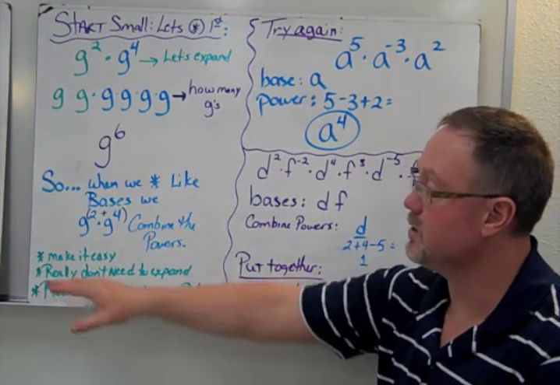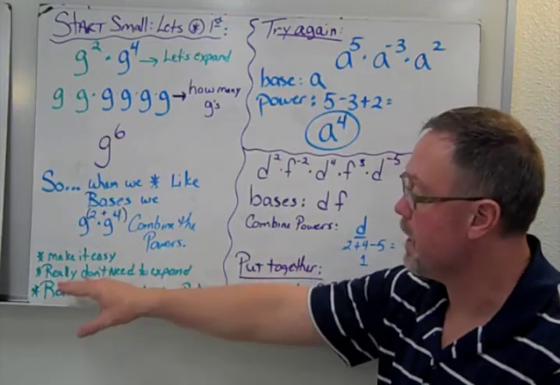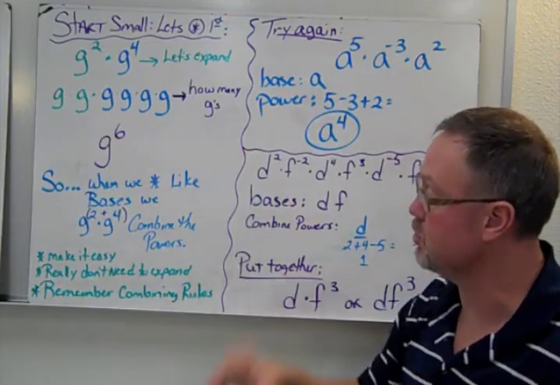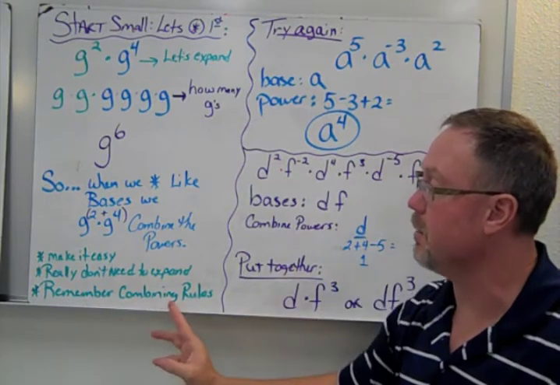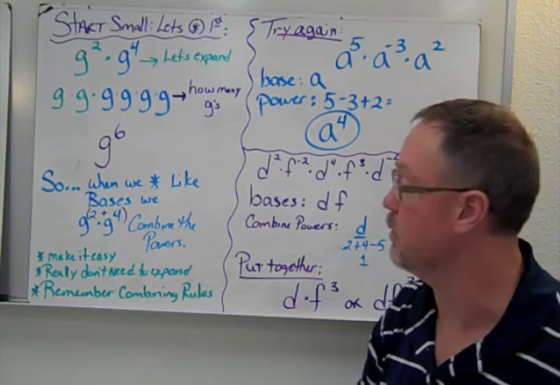The reason why we do this is it makes it easier. We don't have to expand it out, especially with long problems. And you really don't need to expand, like I said, it's a shorter way. But remember your combining rules of positive. If I have different signs, what do I do? Same signs, what do I do?